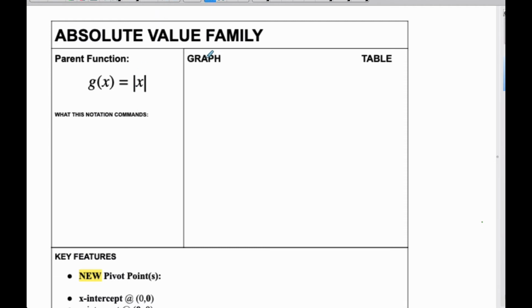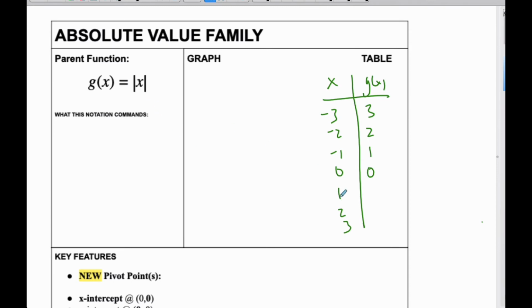And so what does the graph actually look like? Well, let's start with a table. Here's x, here is g of x. I'm going to go negative 3, negative 2, negative 1, 0, 1, 2, 3. The absolute value of negative 3 is 3. The absolute value of negative 2 is positive 2, negative 1 gives positive 1, and 0 gives 0. The absolute value of 1, I plug it in, it says make me positive, it's still 1. It's still 2, and it's still 3.